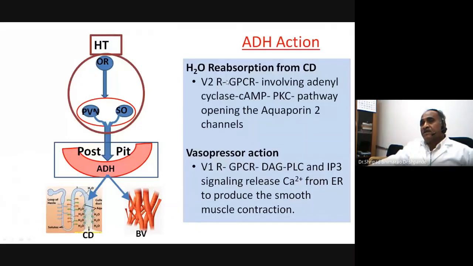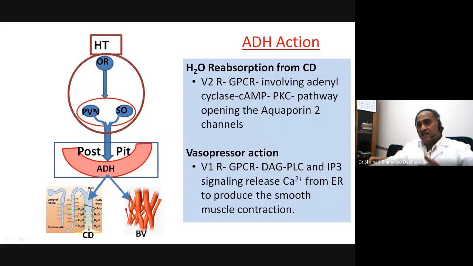That means when the ADH molecule, the peptide molecule, comes and sits on the V2 receptors, this ligand, when it sits on the receptor, will activate the adenylate cyclase, and the activation of adenylate cyclase leads to the formation of cyclic AMP. And this cyclic AMP, protein kinase pathway activates the protein kinase and then opens up the aquaporin 2 channels. Once it opens up, water moves.